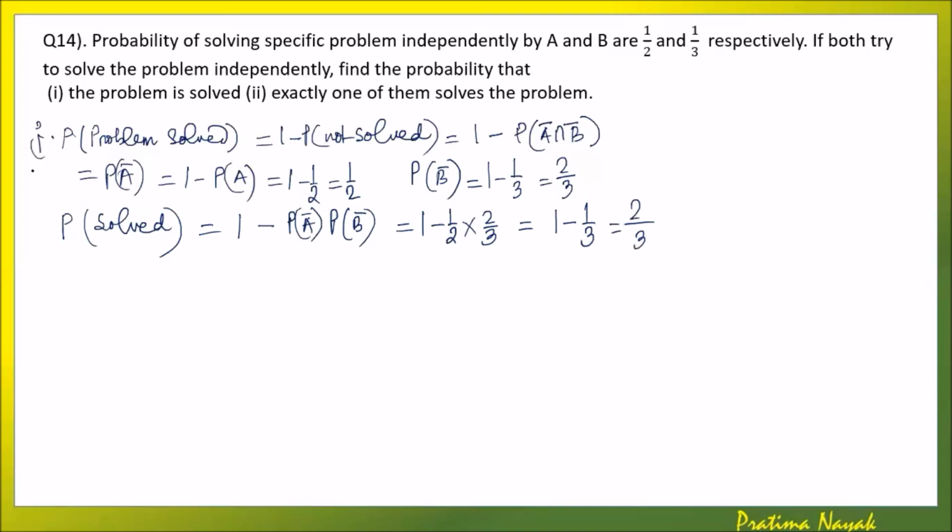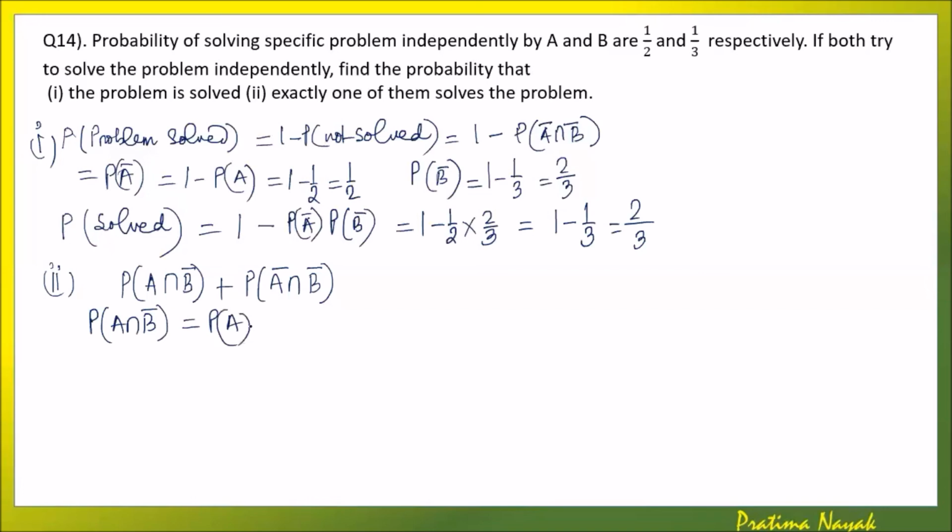Coming to part 2. Part 2 is exactly one of them solved. That means probability of A solving whereas B is not solving. Then only exactly one. Or B solving, A cannot solve. So this is 2. Again, these two are also independent. That means A and B complement are independent to each other. So P(A) multiplies P(not B).